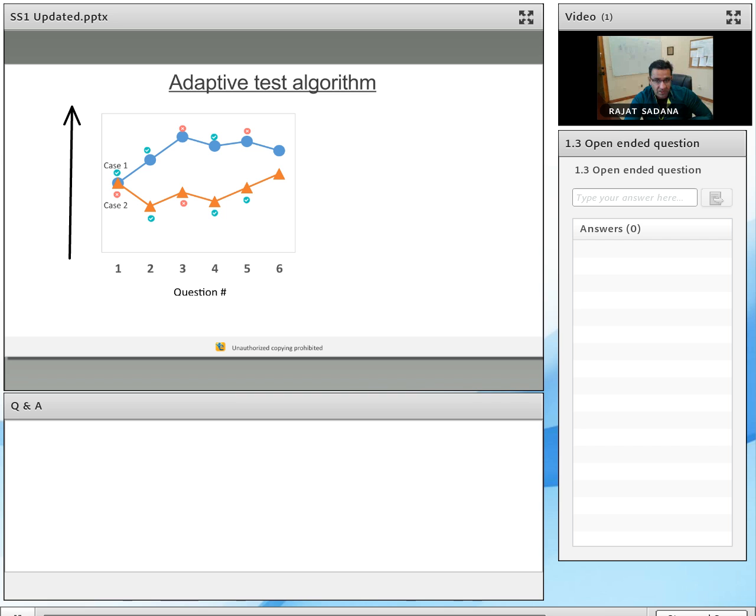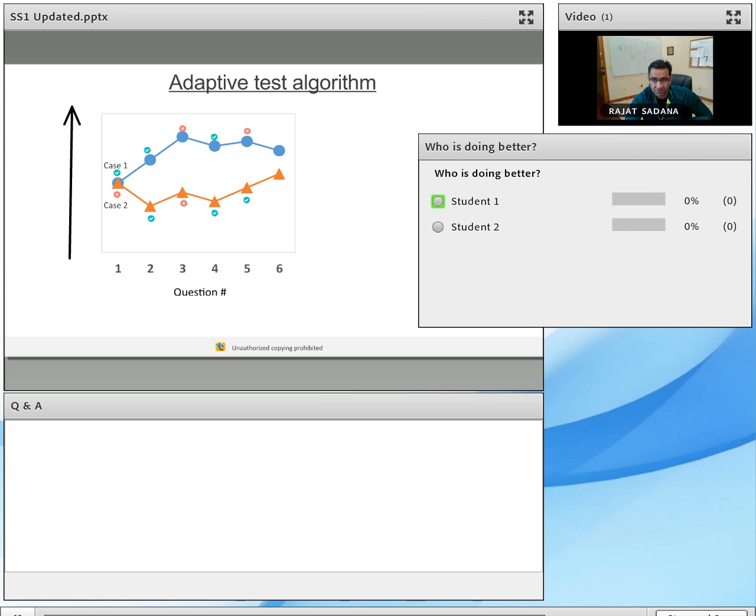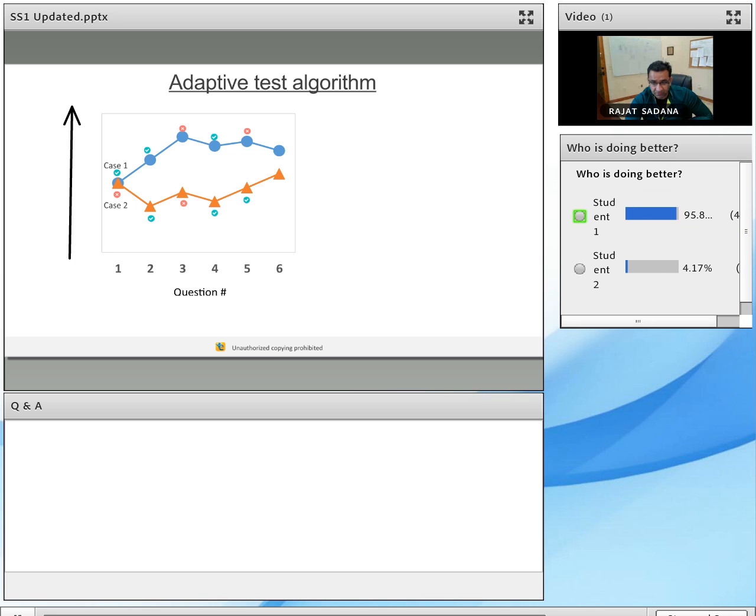Now, my question to you: if we were to end the test at question number 5, at the end of question number 5, who would be doing better? Is it student 1 or student 2?